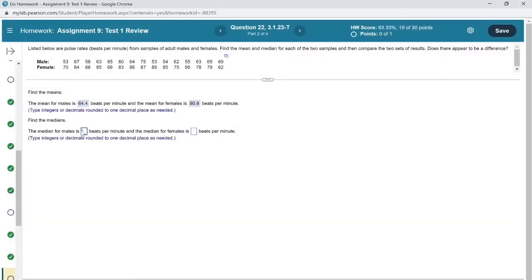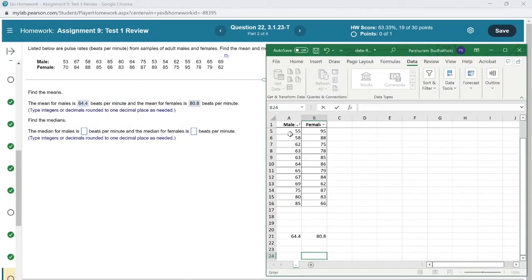For the median, you have to do it individually, as I mentioned earlier, because the first column is already sorted and there are 15 data values. So the median would be the middle number, which is number 8. 1, 2, 3, 4, 5, 6, 7, 8, which is 63.